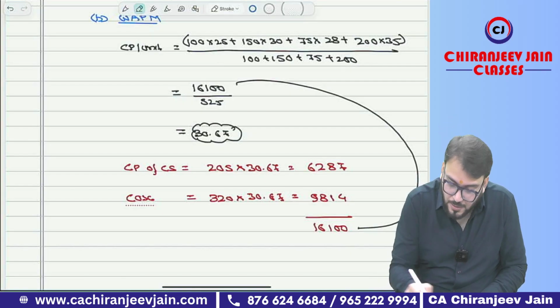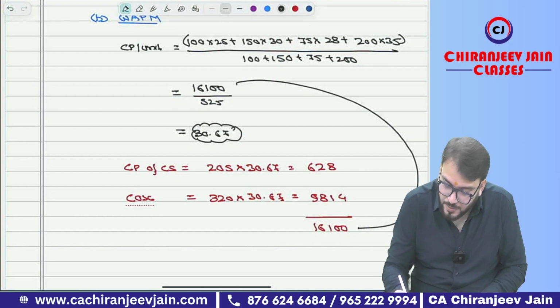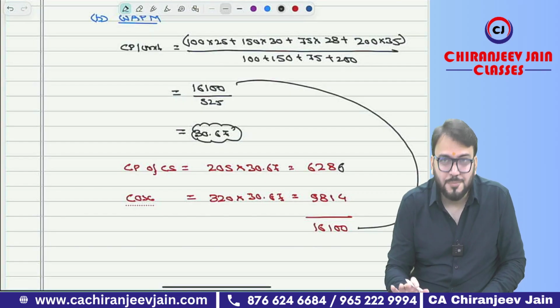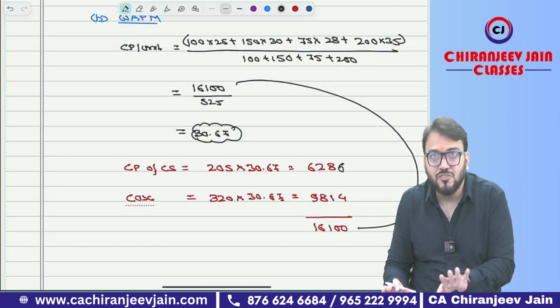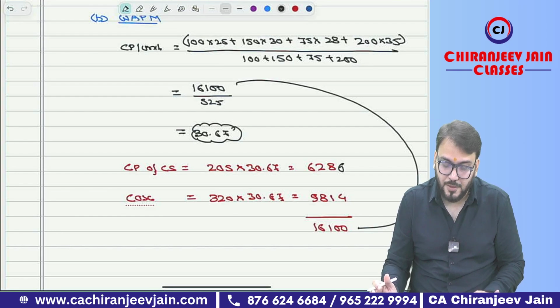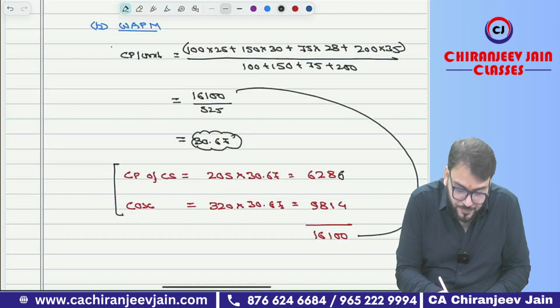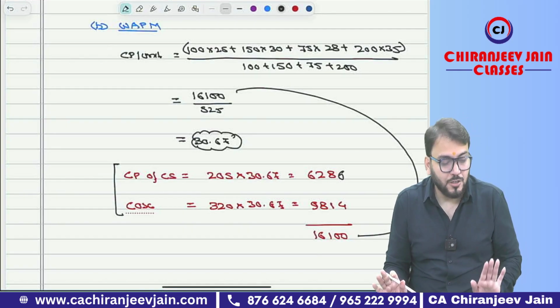So what you can do? Either you can make it 6 or you can make it 3. So now the total is correct. Means approximately we are getting the correct answer only. Understood? Have you understood? This is what your weighted average price method is. Got this, fine?